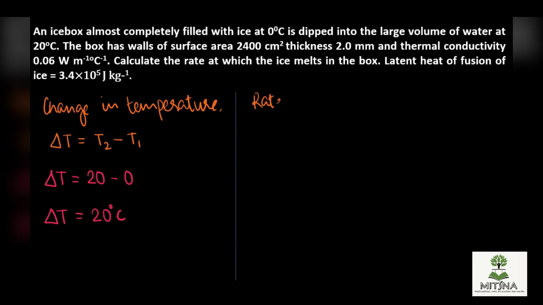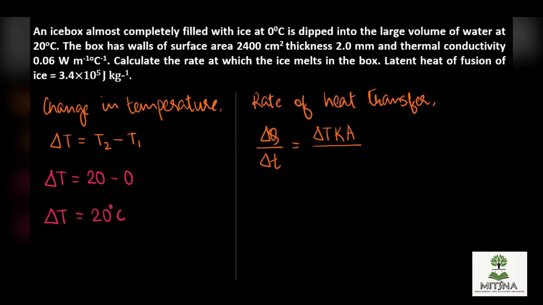Now the rate of heat transfer. Heat transfer is possible because there is a difference in temperature, and whenever there is difference in temperature, heat flows from the higher temperature to lower temperature. The rate of heat transfer is given as delta Q divided by delta t, where Q is the heat transfer and t is time. So we have heat transfer upon time, which is the rate of heat transfer, and this is equal to change in temperature multiplied by thermal conductivity multiplied by area divided by L.